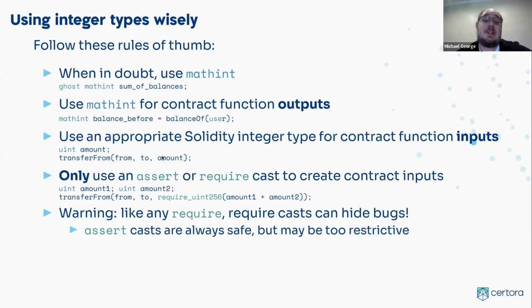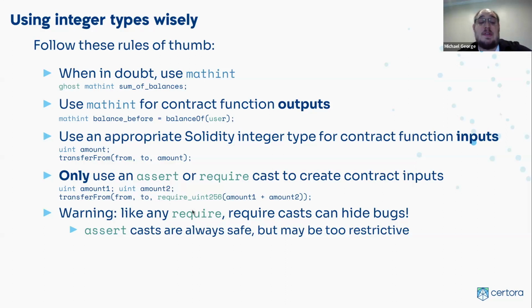The only place where you will need to use a cast is if you're doing some arithmetic or getting some value that's a mathint, and then you're wanting to pass that combined value back into a contract function. So in this case, if I want to add amount1 and amount2 together, I'm going to get a mathint. If I want to pass that to transferFrom, then I'm going to have to convert it to a uint. And then at that point, you should think carefully, do I want to require or assert that the value is within bounds?